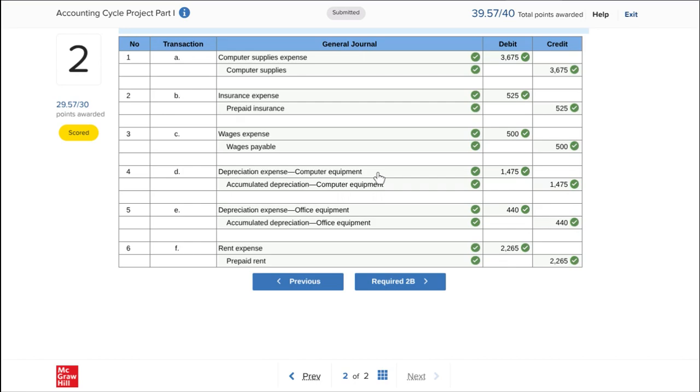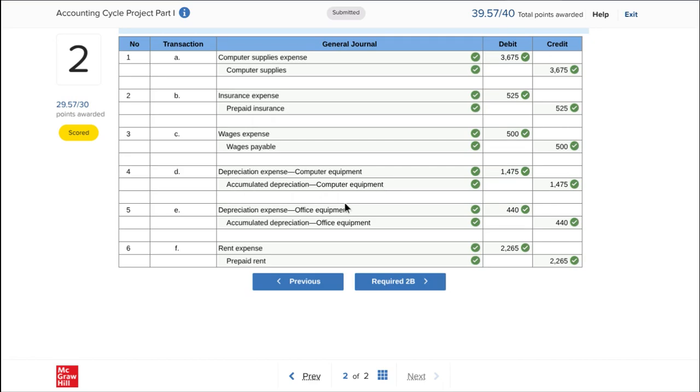$491.67 per month. To calculate for the 3 months it was used from October through December, I did 491 times 3, which came out to be $1,475. To record this, I debited depreciation expense computer equipment and credited accumulated depreciation computer equipment. Accumulated depreciation increases because it's a contra asset account.